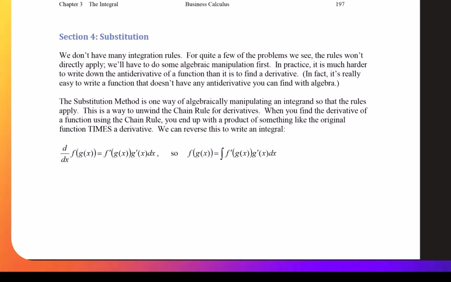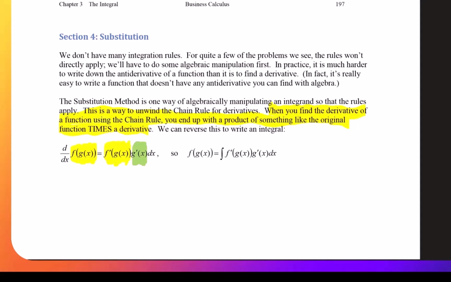When you find the derivative of a function using chain rule, you end up with the product of something like the original function times the derivative. So you remember, if we want to take the derivative of the composition of two functions, take the derivative of the outside function times the derivative of the inside function.